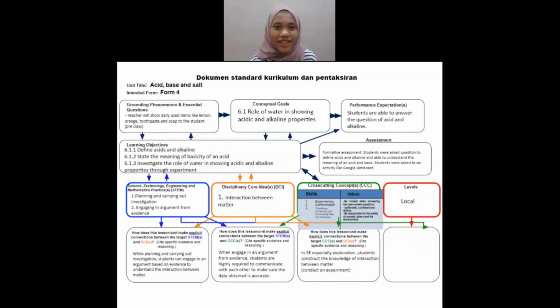Good day, Doctor. This is our mapping tool that starts with the unit title, Acid, Base and Salt, from the Form 4 textbook. First, the phenomenon and essential question.